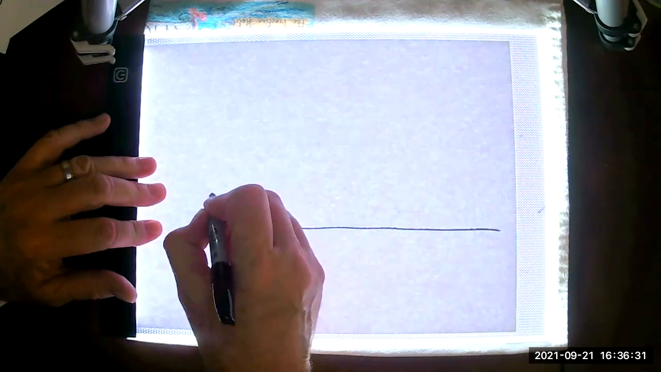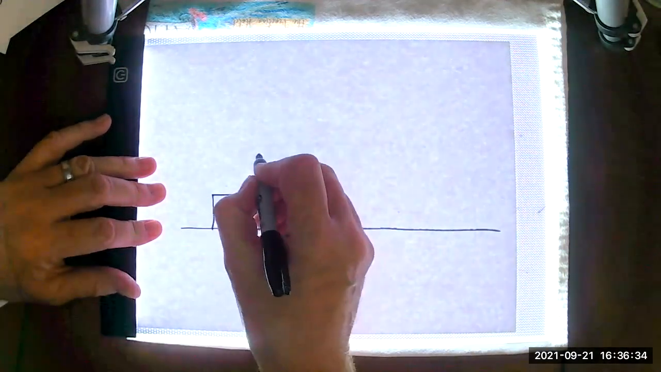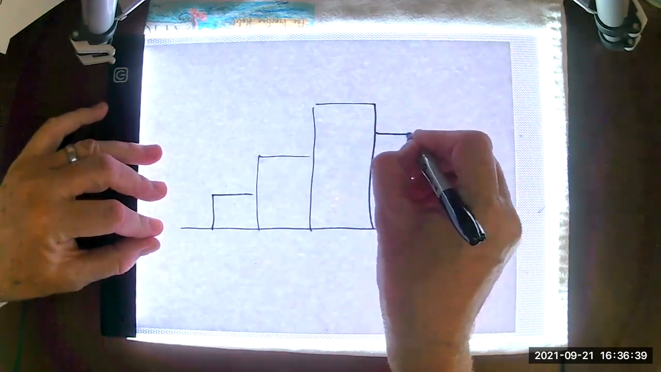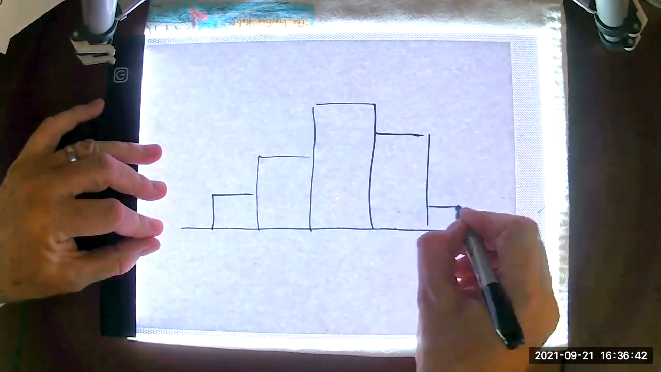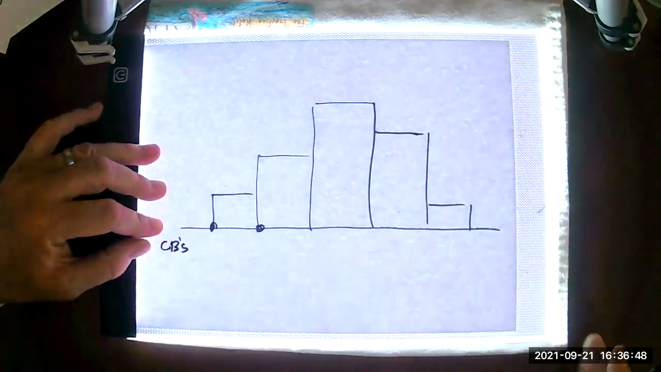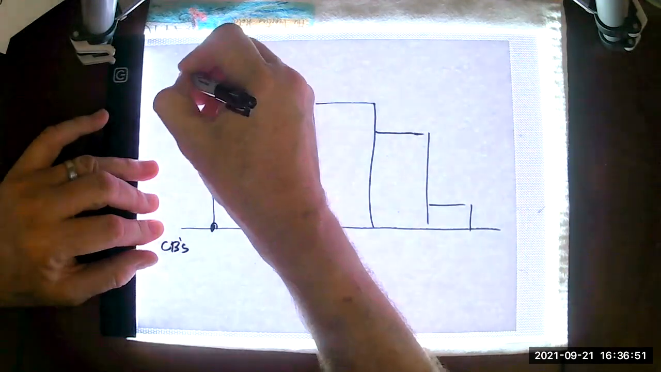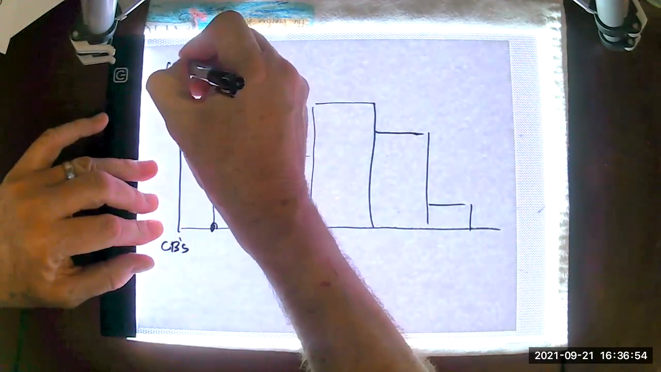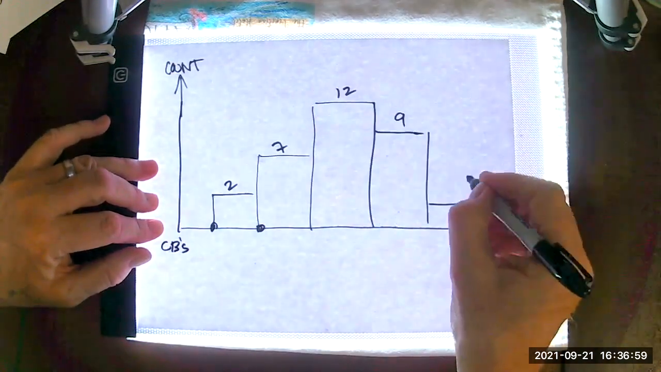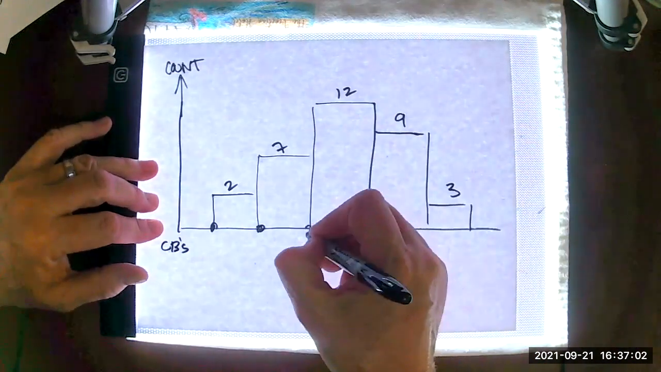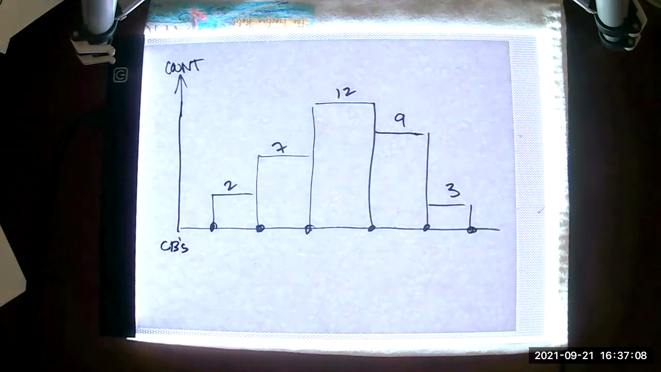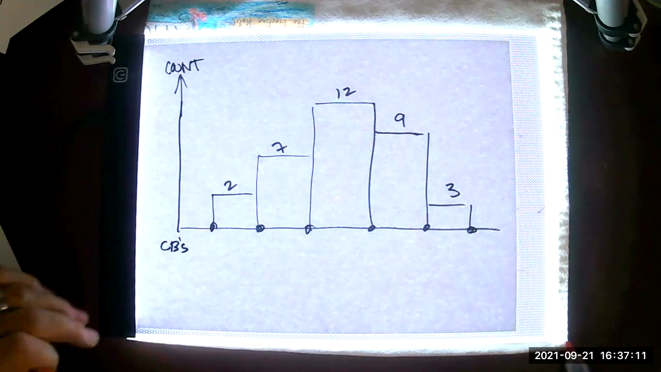So you end up with a histogram, what is often referred to as a bar chart, that looks somewhat like this. I'm futzing it a little bit, but we've got our class boundaries on the horizontal. We've got your frequency count on the vertical. So you've got your 2, your 7, your 12, your 9, and your 3. We'll put them in there. Class boundaries serve to separate the classes. And you end up with a histogram like this.